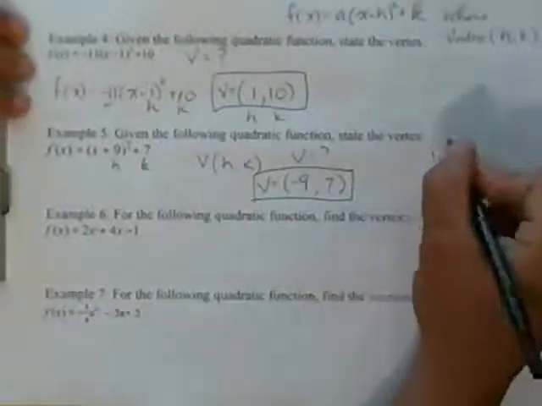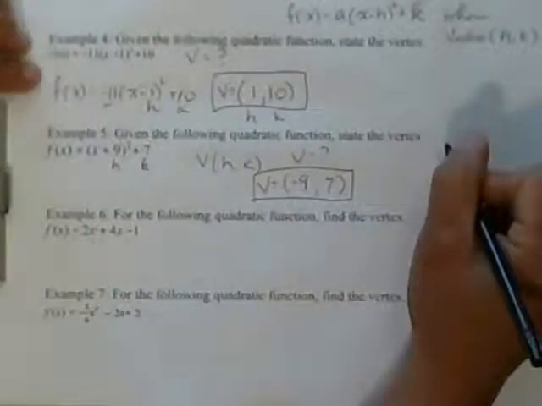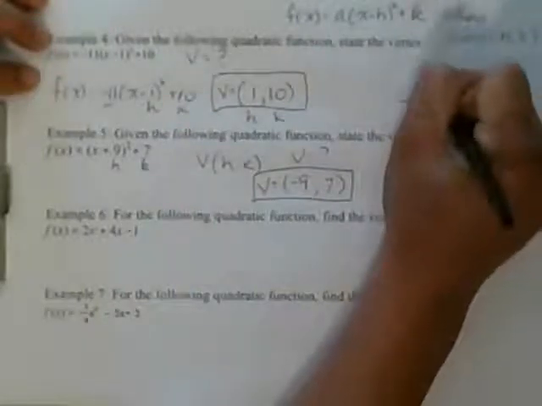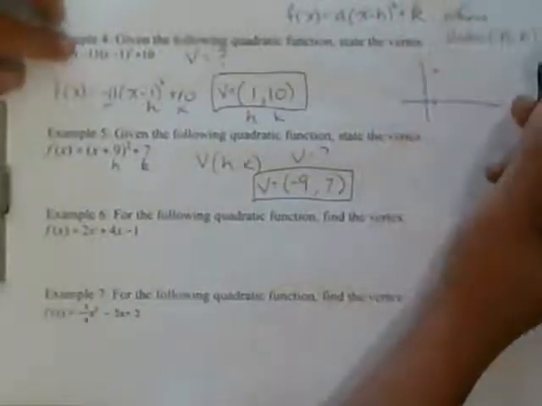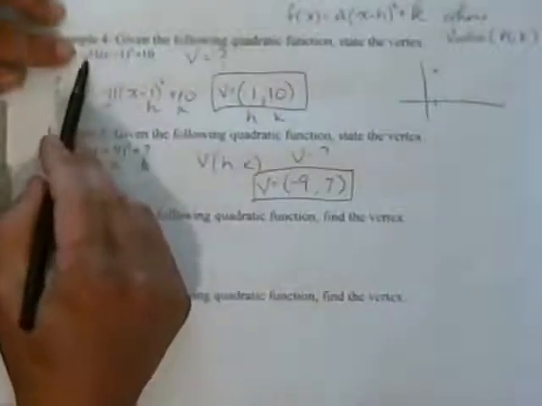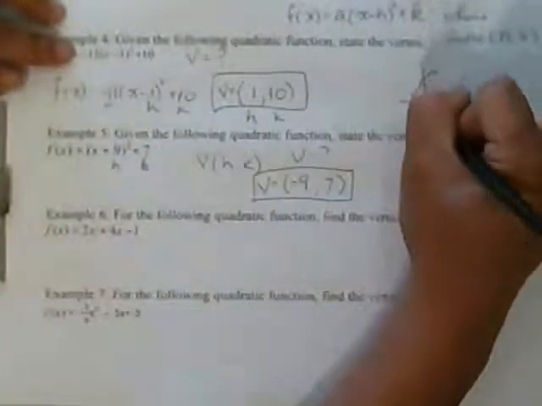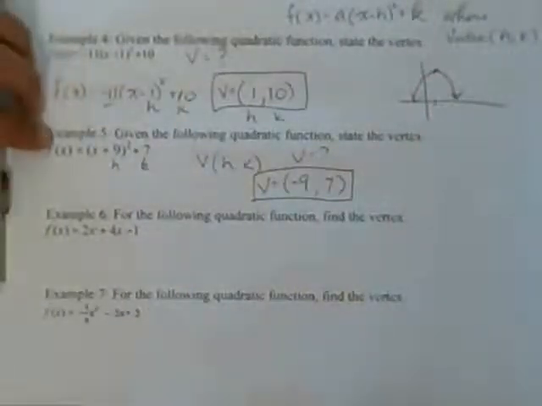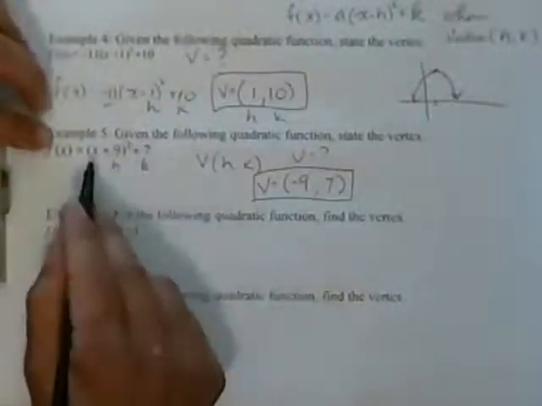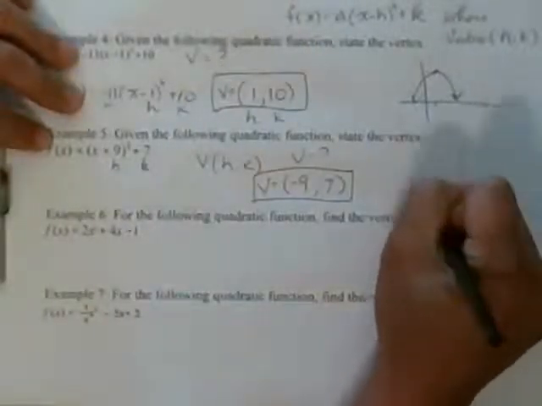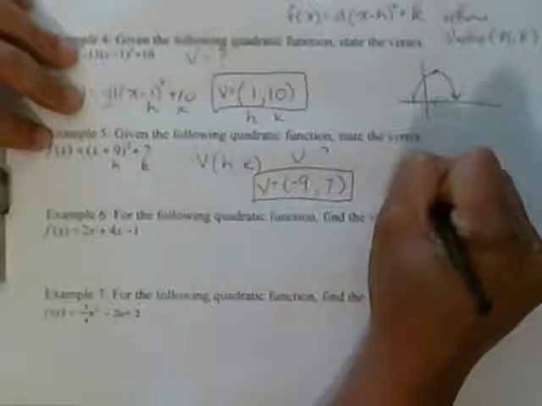One more note on example number 4. Since your vertex is at (1, 10), there it is. Since this leading coefficient, that's a negative right there, that's your a value, it's negative, so it's going to go down, something like this. Okay. Example number 5, it's (negative 9, 7). So it's going to go negative 9 here, and then up 7.